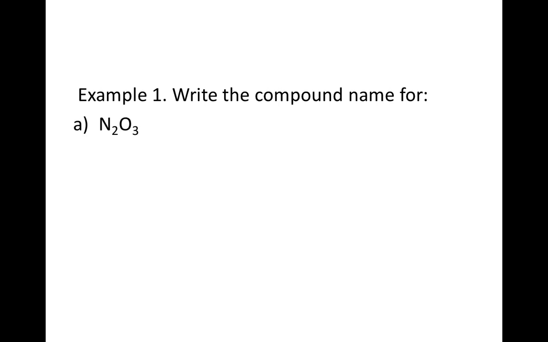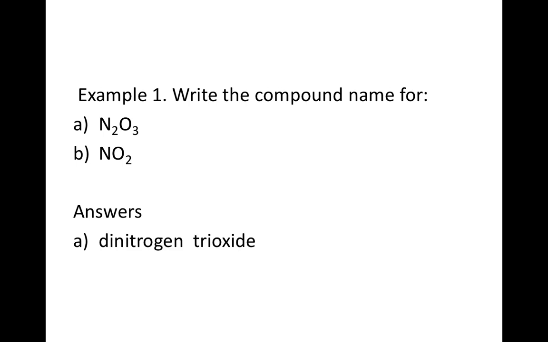Okay, write the compound name for the following compounds. Pause the video now and try this on your own. Use the prefixes that were given earlier. Okay, the first one is dinitrogen trioxide, and the second one is nitrogen dioxide. If you got those correct, you're ready to move on.